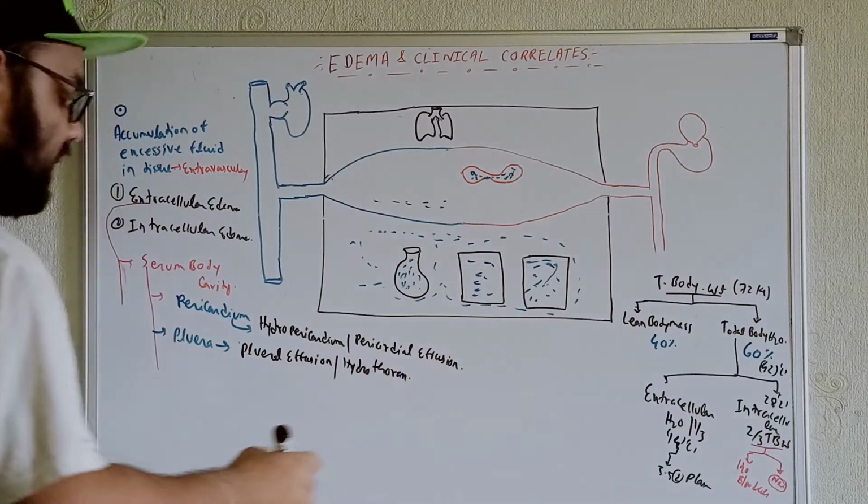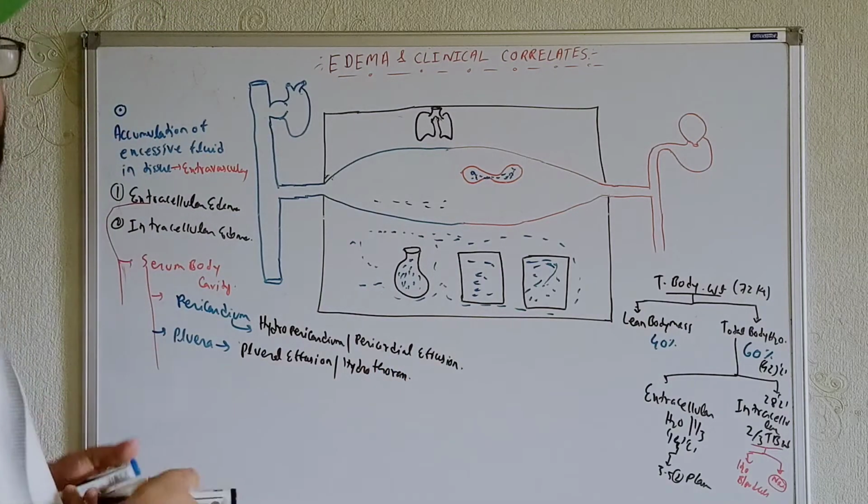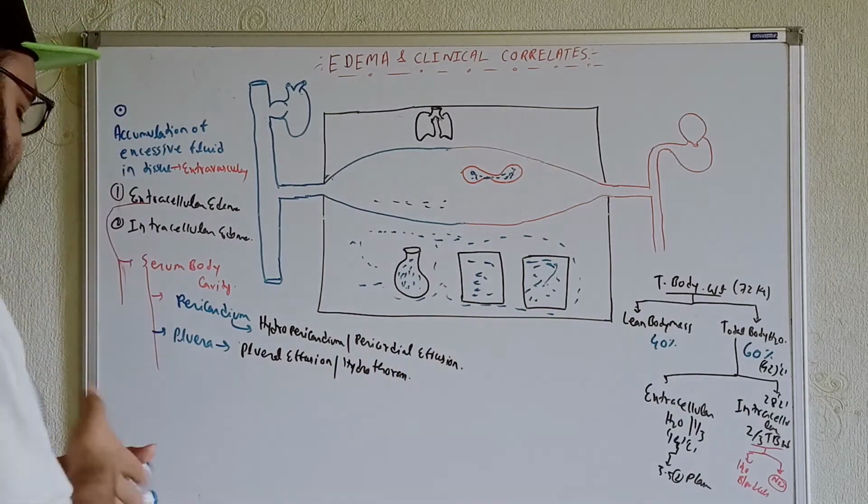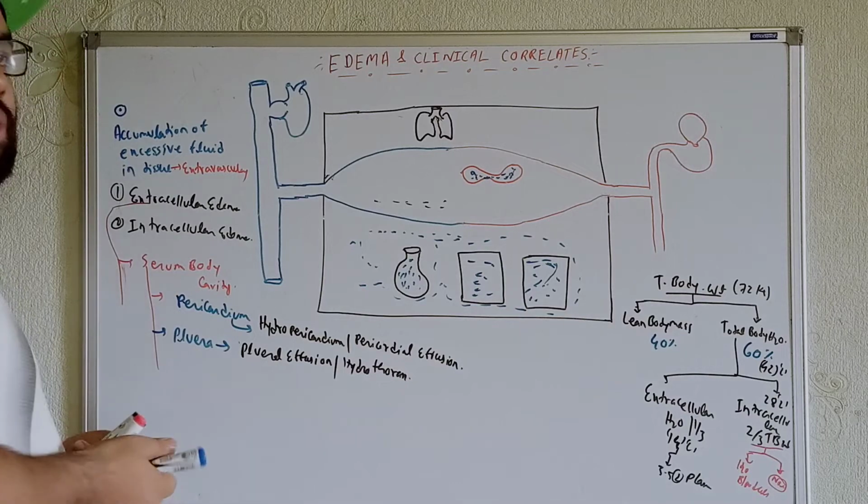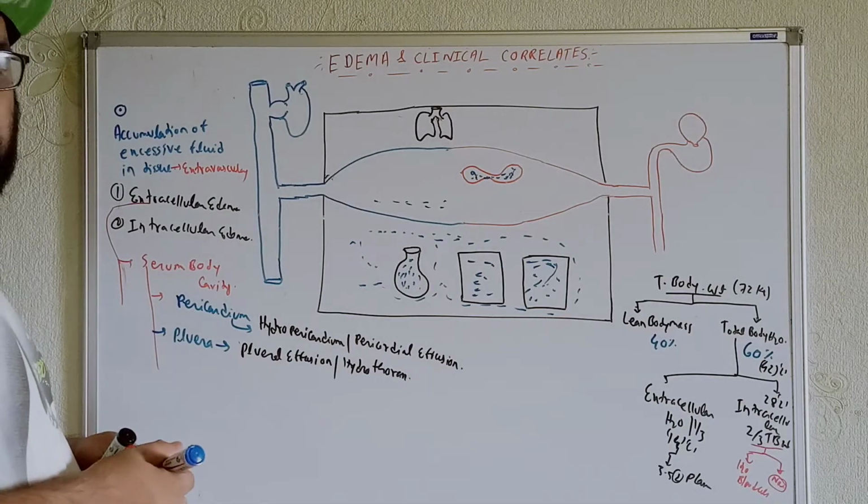And we can also get fluid accumulations within the peritoneal cavity. Whenever we get fluid accumulations within the peritoneal cavity, this is known as what? Ascites. Yes, it's correct.